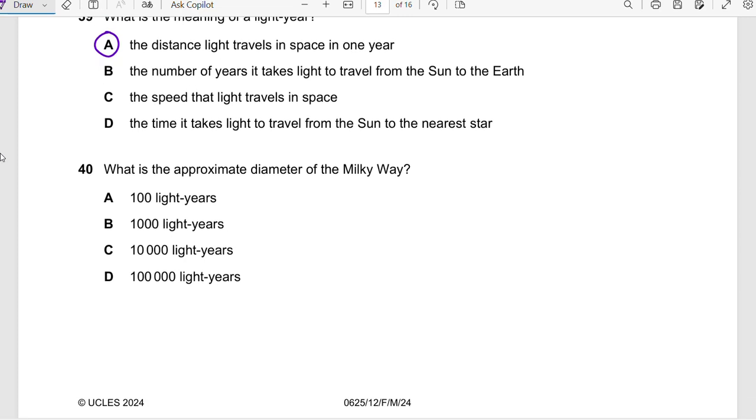Question 40. What is the approximate diameter of the Milky Way? This number also I should memorize. You should know that it is 100,000 light years. And pay attention to the question. This is the diameter. If they ask you about the radius, they will put something like 50,000. So please pay attention to the question. So it is option D. I hope it's clear. This is the last part of this paper.